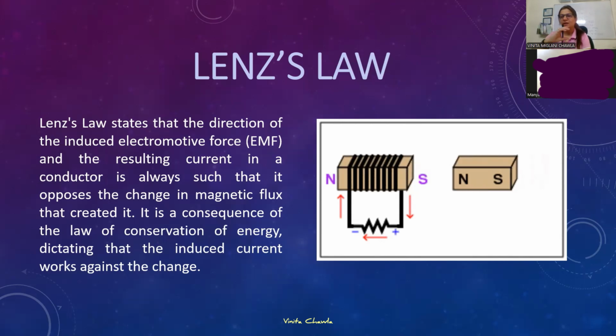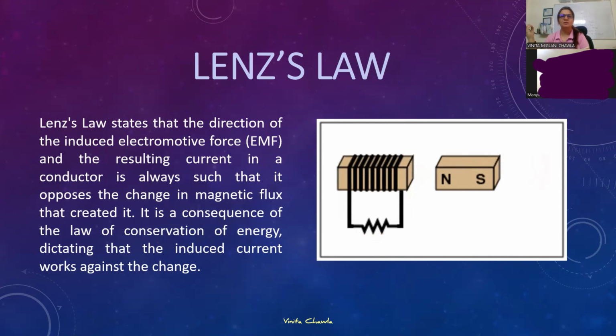When the north of the magnet is going towards the coil, we have this coil here, right? And this magnet is moving towards the coil. So the induced magnetic field is such that north forms there so that it repels it, and when it moves away, south forms so that it attracts it. So basically it is opposing the flux.